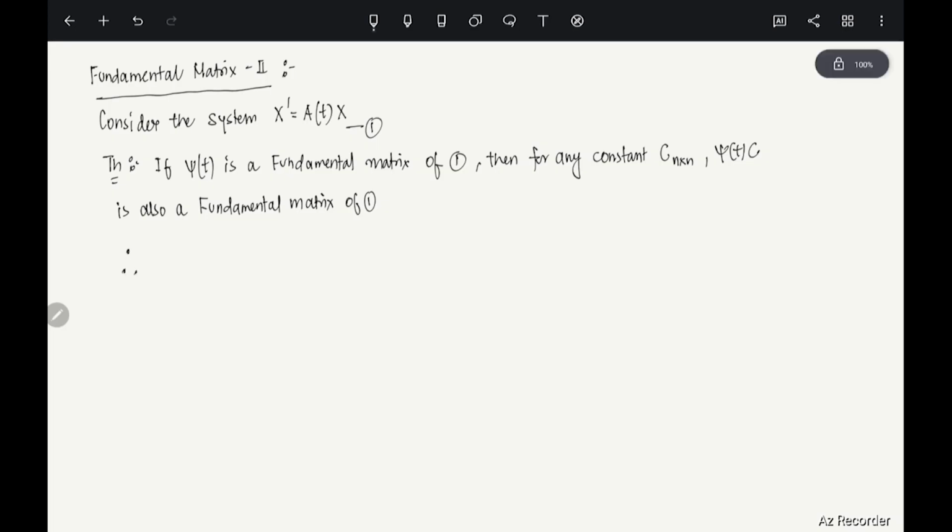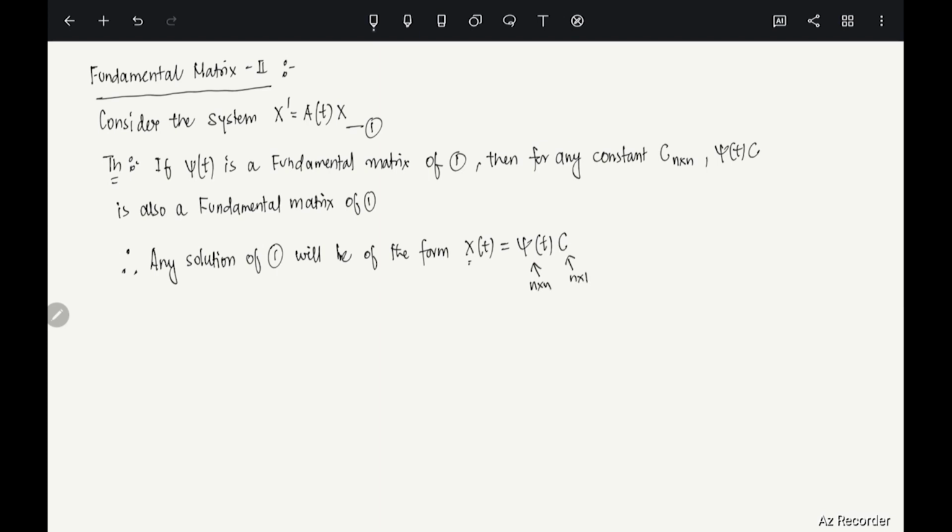Now, any solution of (1), how does it look? It will be of the form x(t) = Φ(t)C. We talked about this in the last video. Here Φ(t) is the fundamental matrix times a constant vector C. Please remember, this is an n×n matrix and this is an n×1 vector. This is the solution, not the fundamental matrix. We proved this in the last video. Any solution will look like this, so we call it a general solution.